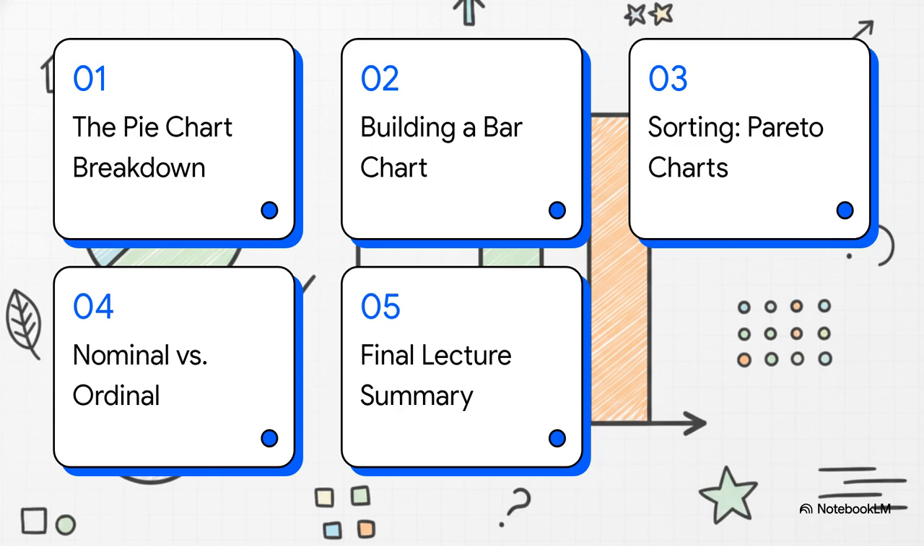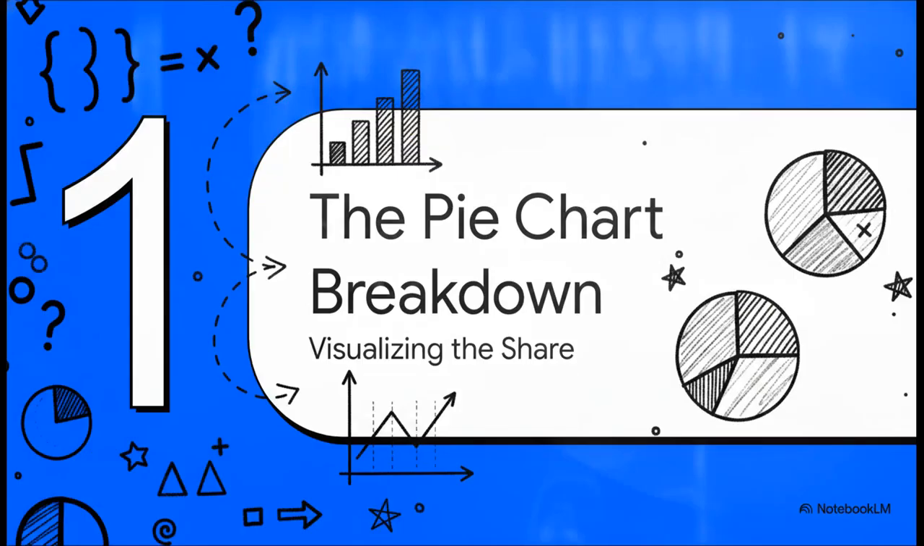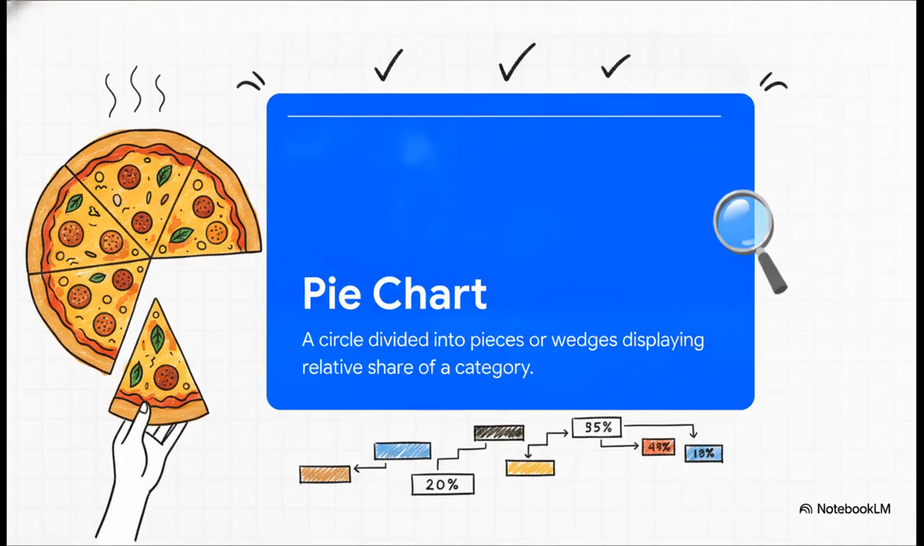चलिए शुरू करते हैं. Section 1. The pie chart breakdown. Visualizing the share of a pie. So, let's start with our very first visual transformation.